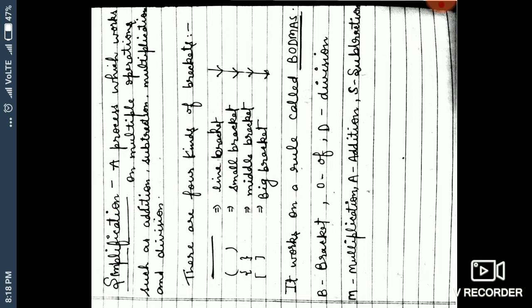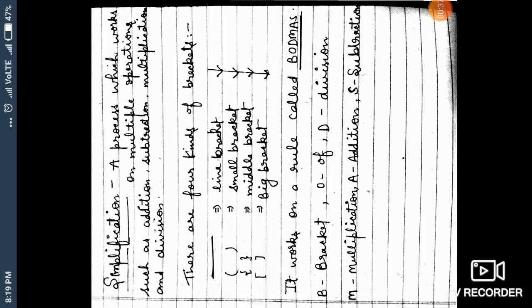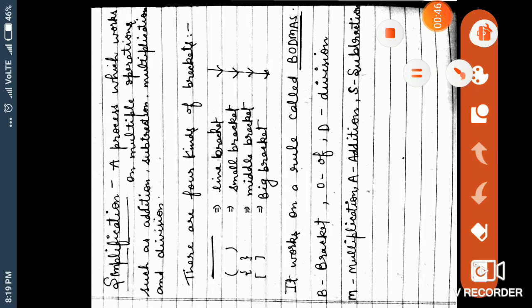Simplification involves a lot of terms and many operations like addition, subtraction, multiplication and division, and we have to solve it and conclude in a single answer. So what is simplification? The definition is given here. You can see this is the definition. Understand? A process which works on multiple operations such as additions, subtraction, division, multiplication.